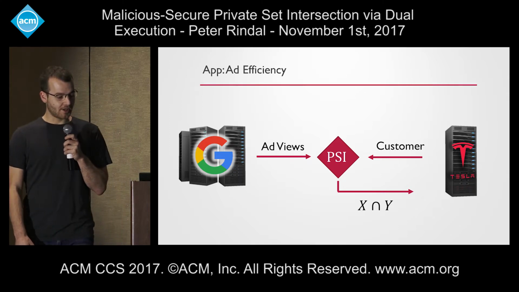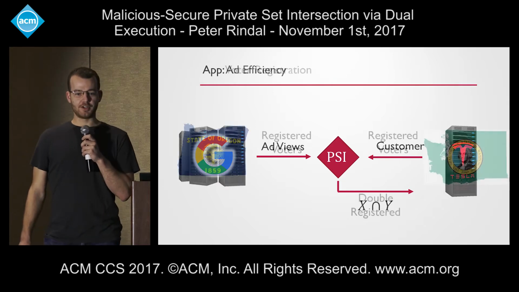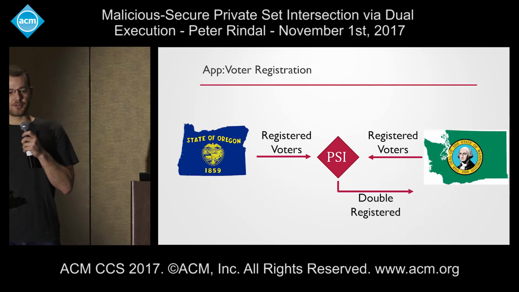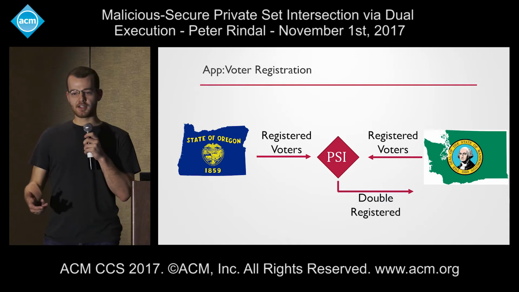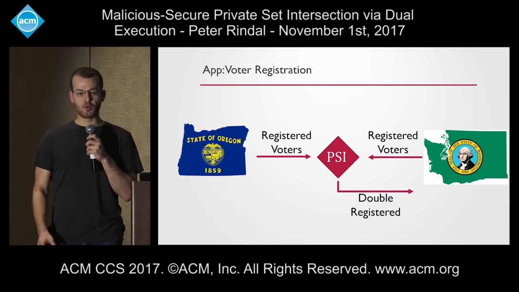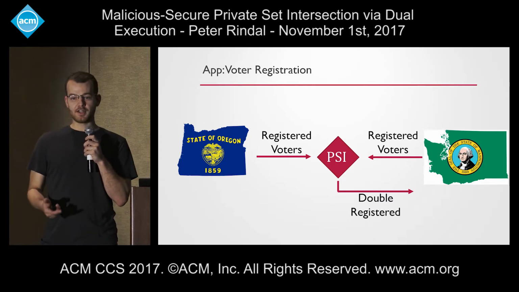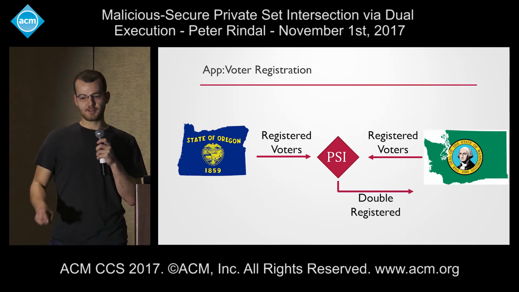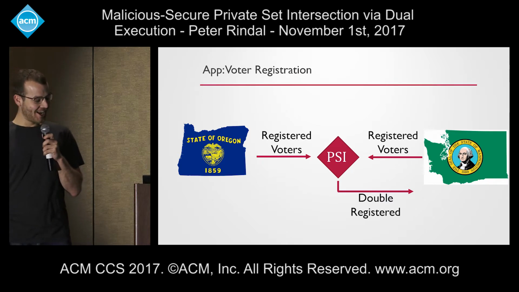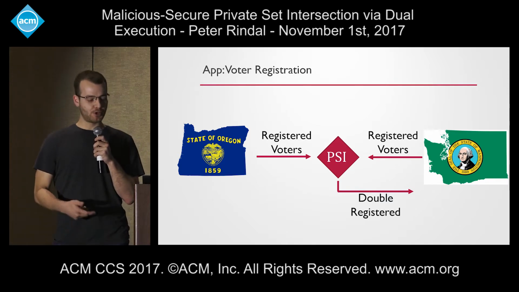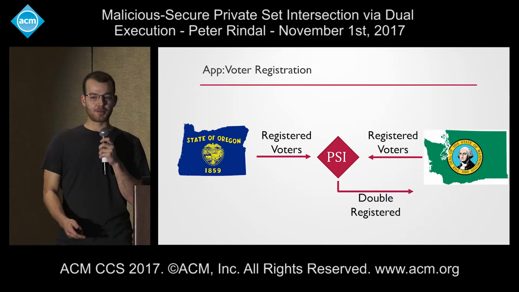And another example that's made the news, not necessarily PSI, but the example itself, is voter registration. So here, people can register to vote in different states, and occasionally they become double registered in two different states. And this is undesirable and illegal. And so what we'd like to be able to do is identify people who are registered in both states. However, simply revealing these voter rolls in general is not possible. Even the Trump administration had asked to do this, and I think every state said no. And so what you could do here is run private set intersection between the two states and identify the people who are incorrectly registered in multiple locations in a privacy preserving way.